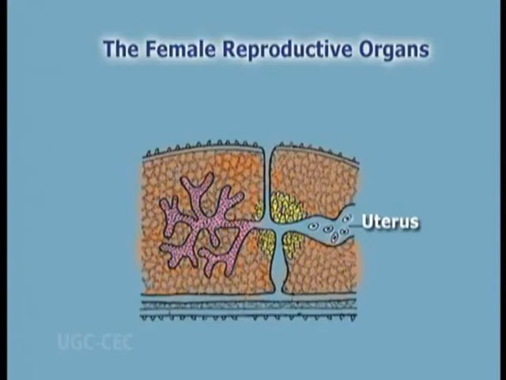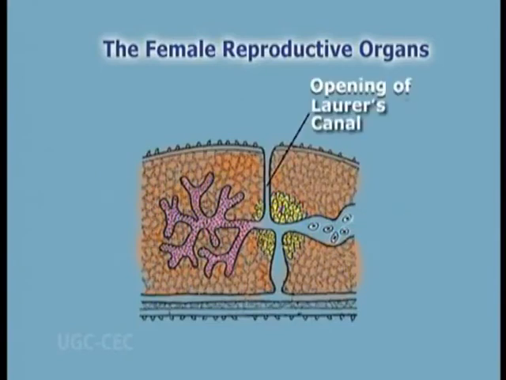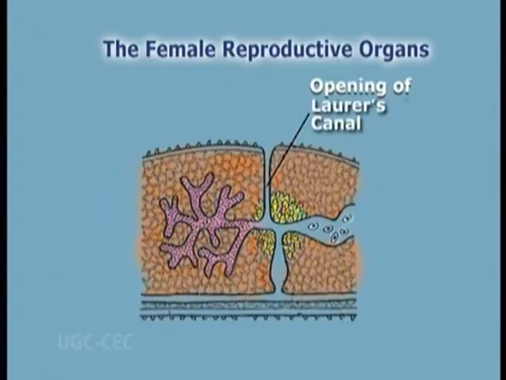Now, friends, you can also observe an opening of the Laurer's canal. During the morphological description, we did not mention anything about the Laurer's canal. Why? Because the Laurer's canal is produced only during the reproductive season, afterward it disappears. So, please look at the Laurer's canal. Now, let us discuss the female reproductive organs one by one.